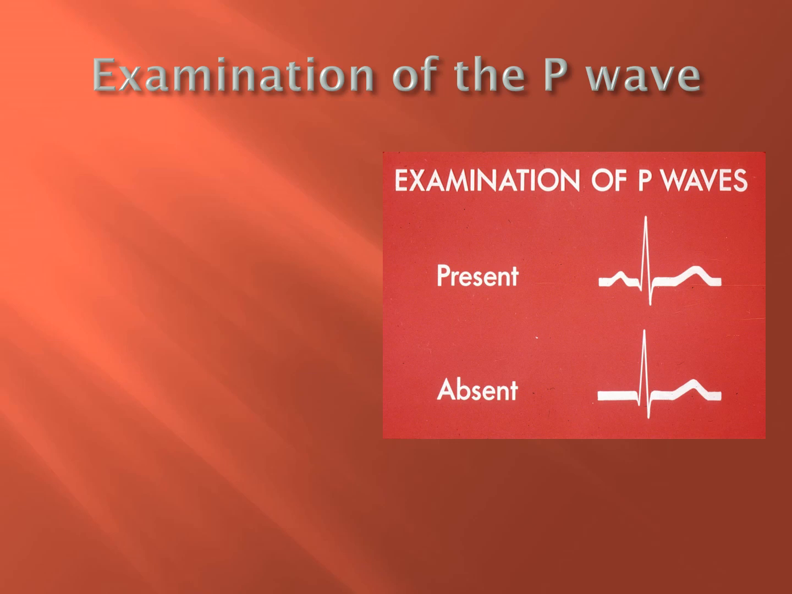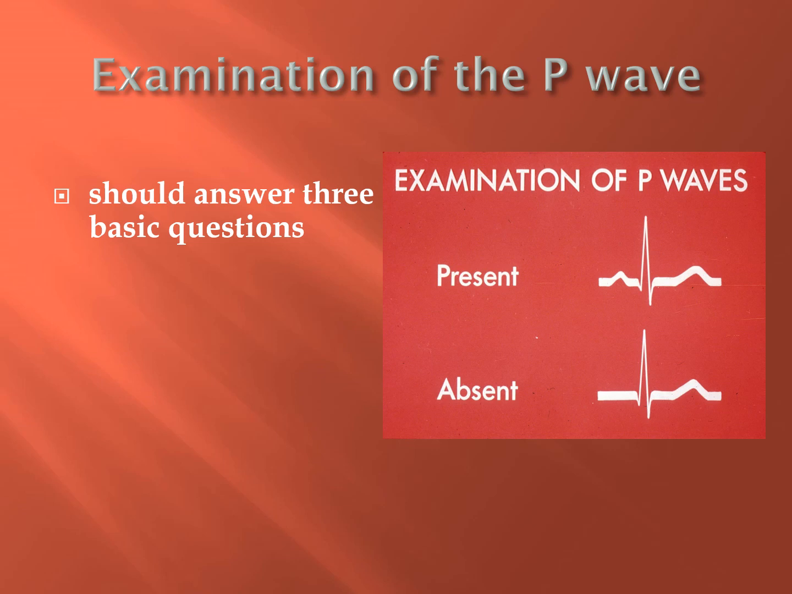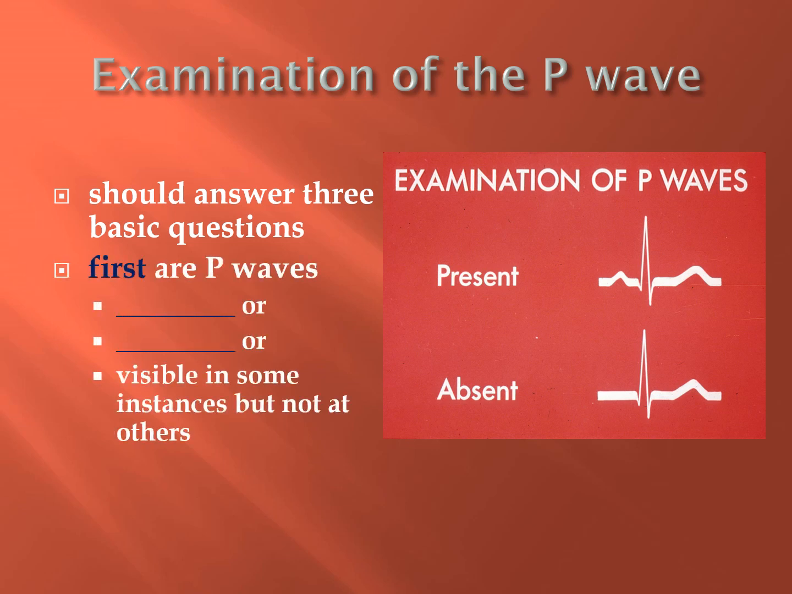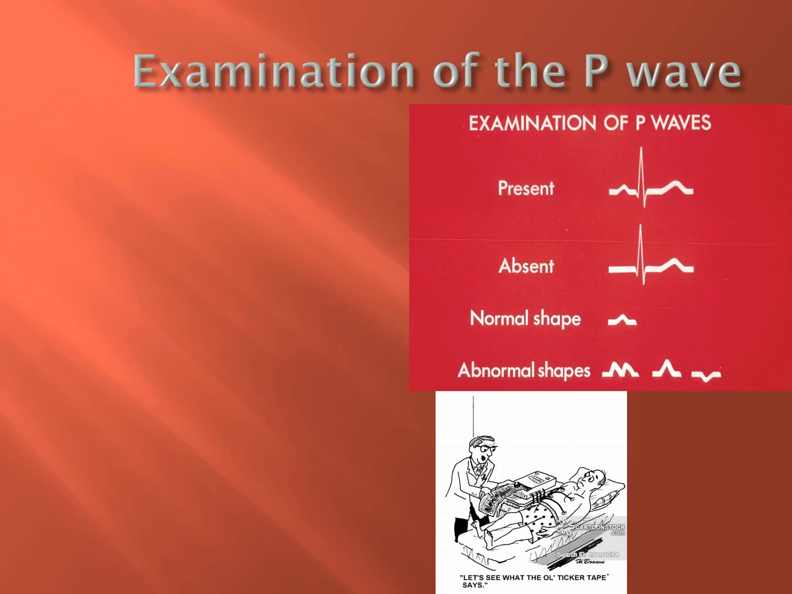When we're examining the P wave, we should answer three basic questions. First, is it present or absent? Is the P wave there? Good. Is there a QRS that follows? Good, right? Is the P wave present or is the P wave absent? If the P wave's not there, that's not always a good sign. It might be visible in some instances but not in others, especially when we start looking at different arrhythmias. So is it present or absent?